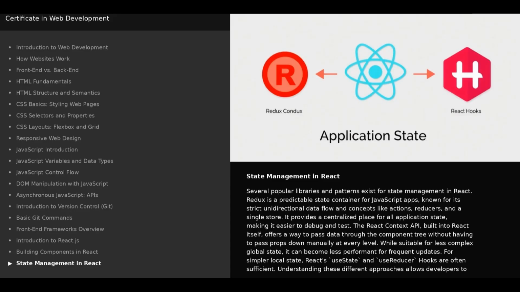The React Context API, built into React itself, offers a way to pass data through the component tree without having to pass props down manually at every level. While suitable for less complex global state, it can become less performant for frequent updates. For simpler local state, React's useState and useReducer hooks are often sufficient. Understanding these different approaches allows developers to choose the most appropriate solution for their specific application needs, balancing complexity, performance, and maintainability. Effective state management is key to building scalable and robust React applications.